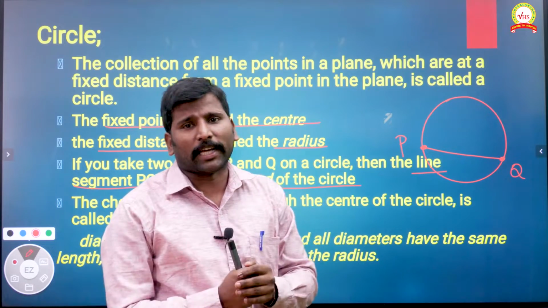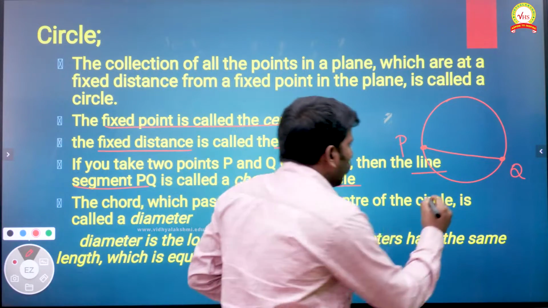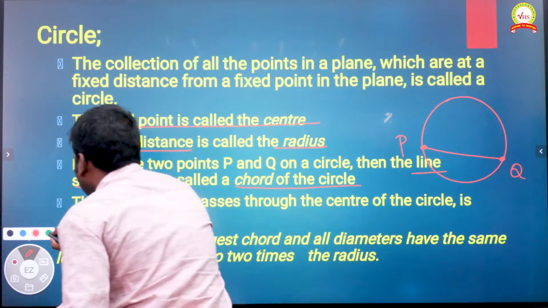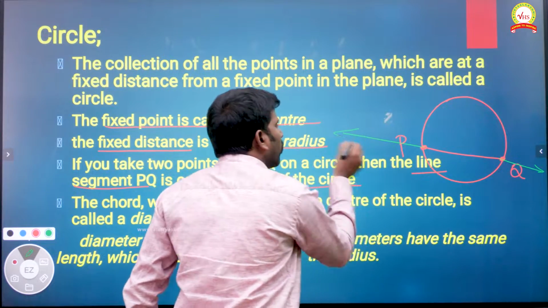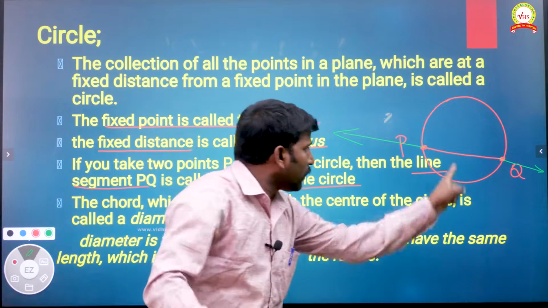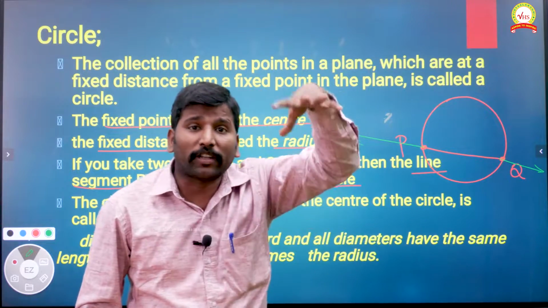There is no end point, sir. It is going, it will continue like this. I will give a different color. It continues like this, it is going like this, it is also going like this. But we have two intersection points on the circle.